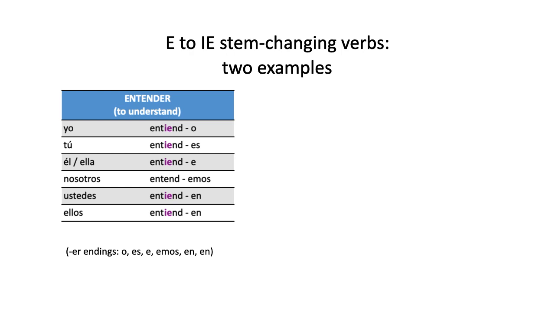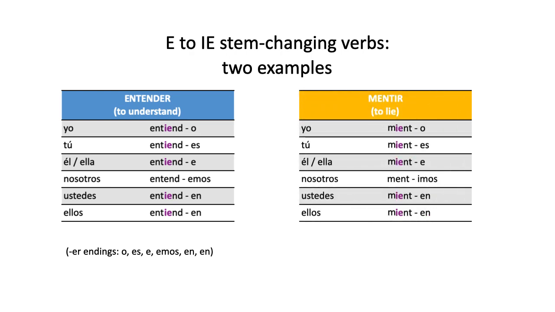Another stem changing verb of the same group, the E to IE, mentir. A very important verb as well, right? Sadly, it means to lie, right? So it is an E to IE stem changing verb. So again, notice I'm applying the rule. I'm changing that E in the stem everywhere but in nosotros, right? Everywhere except nosotros. So instead of ment, it's mient. The only form that keeps ment, the original stem, is the nosotros form.